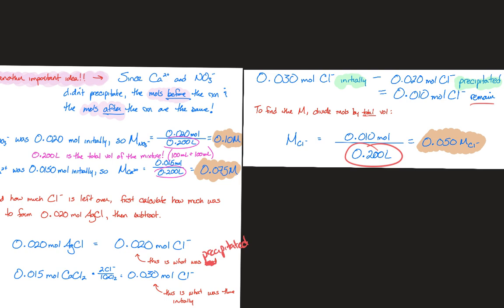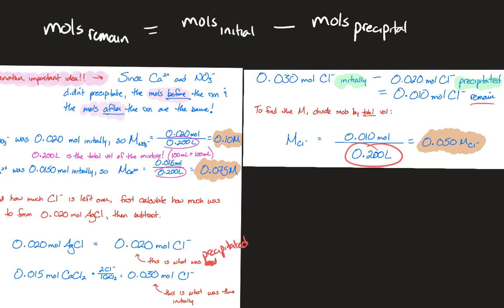Okay, so one of the things we talked about in class was, to answer this question of how much is left over, we can always do moles remaining equals moles initial, this is before the reaction, minus moles precipitated. Right? You're always doing this work. This is the math that we're doing. If it's a spectator, the moles precipitated is 0. So that's how we get that the moles remaining is the same as the moles initial. That's where this idea comes from here for the calcium and the nitrate.